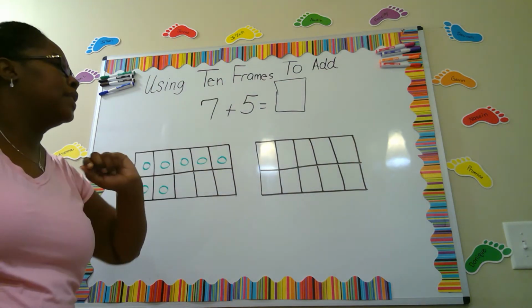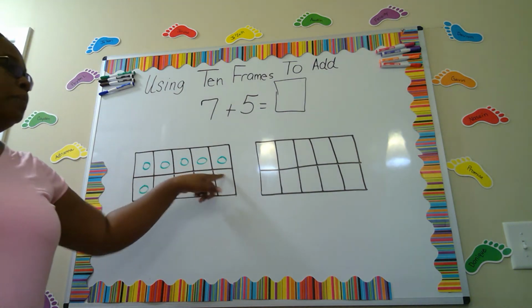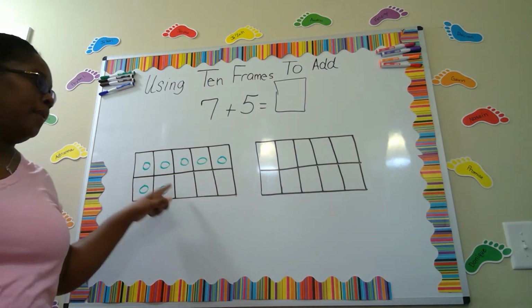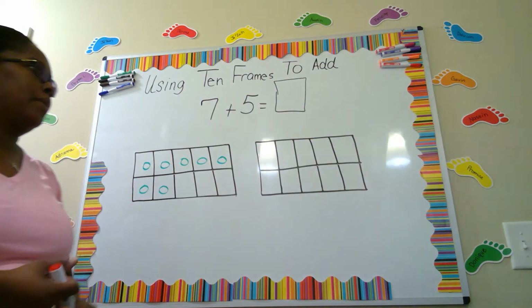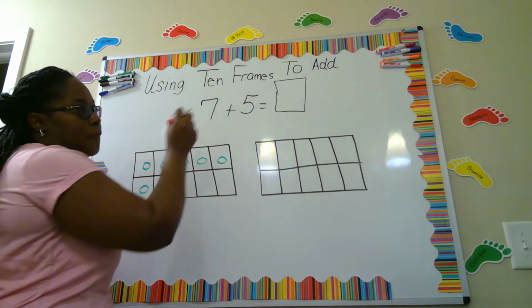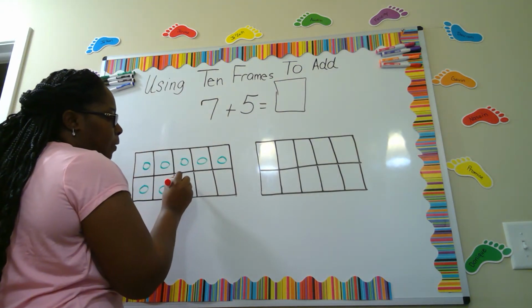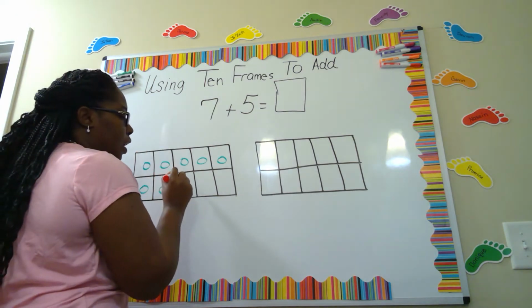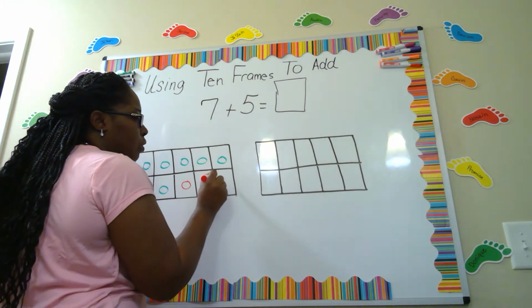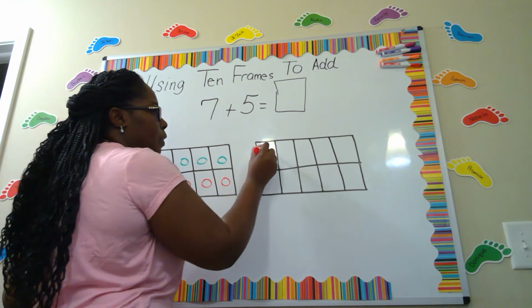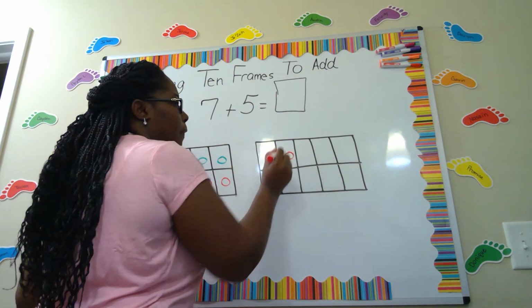Now I'm going to represent 5. And I still have some space left over here. So I'm just going to go ahead and fill this 10 frame up here and then finish counting out 5 over there. Okay. To make it easier for me to count. So then I have 5. So now I'm going to get another crayon and count out 5. 1, 2, 3, 4, 5.